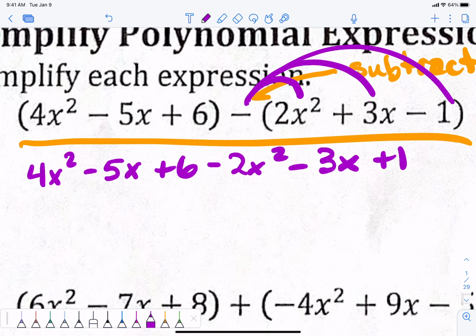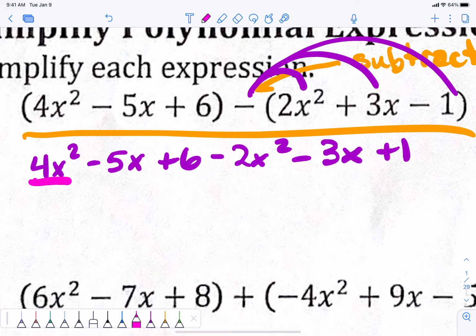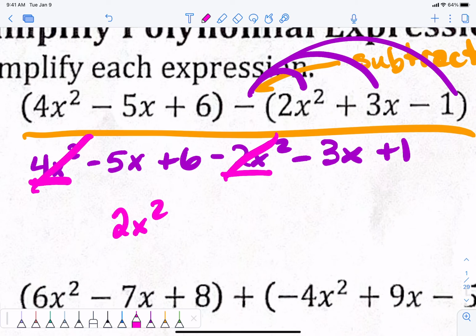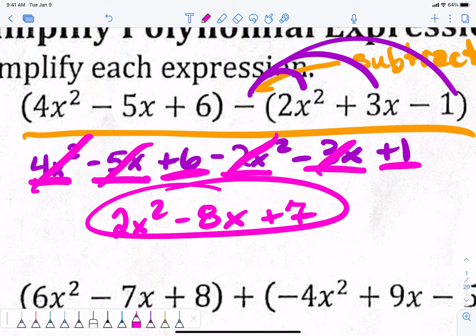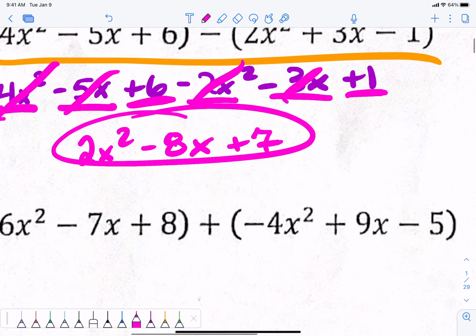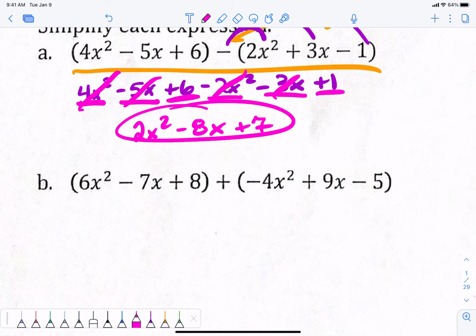No, now we have to combine like terms. 4x squared and negative 2x squared go together. 4 minus 2 is 2x squared. Then we have negative 5x minus 3x, which is minus 8x. And then 6 and 1 becomes 7. Now are we done? Yes. How'd you get 7? 6 and 1. We're not multiplying, we're adding.